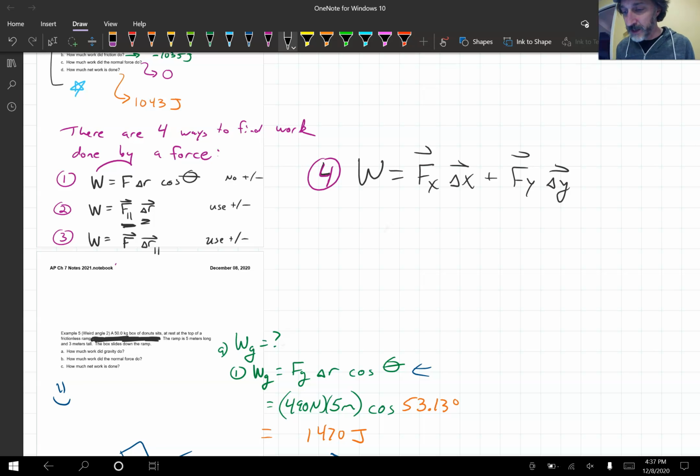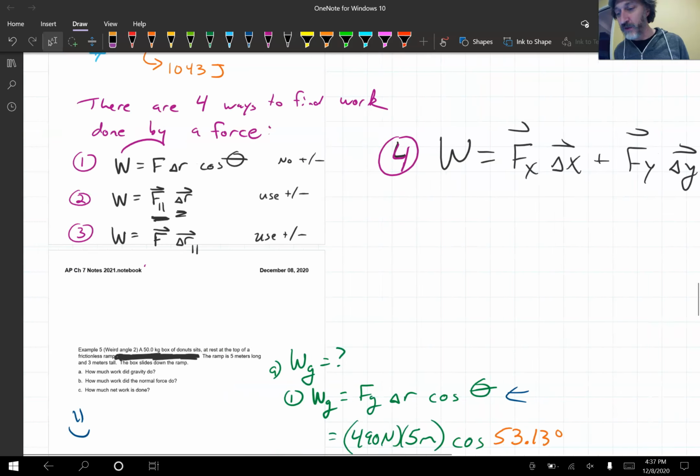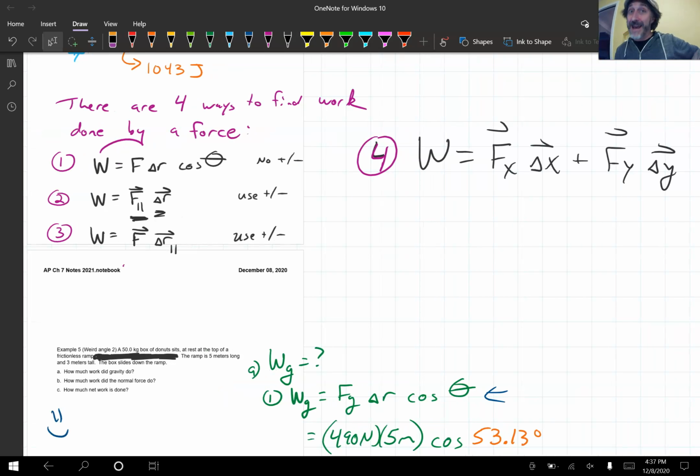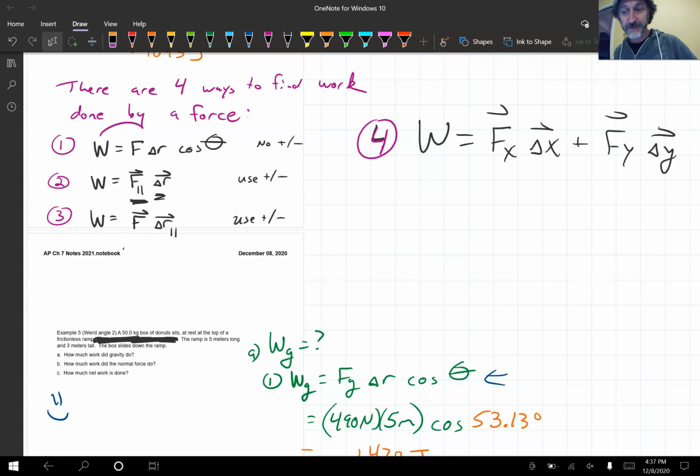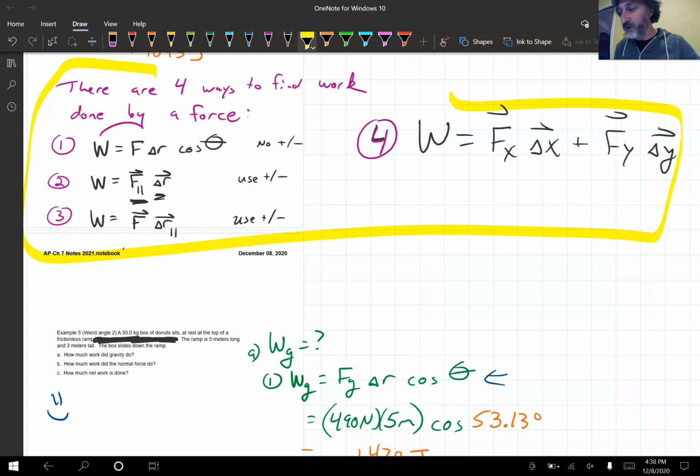Okay? Now, how you know which way is easiest? I can't give you a cookie cutter way to do that. It depends on the problem. All right? So that's how you calculate work. Right now, you don't really know what work is. You just know it has to do something with change in energy. We will worry about how the energy changes later. So right now, all you need to focus on is how to calculate work. Here are the 4 ways to do that.